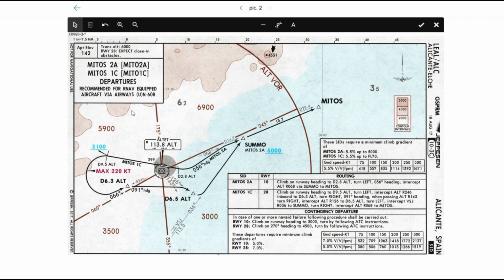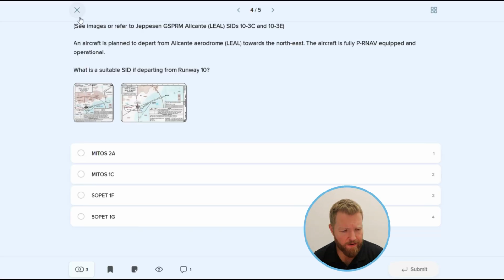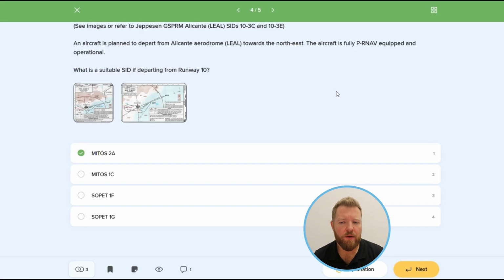Now, we are departing from runway 10, so we go to this table here, and we can check that for runway 10, we'll use the MITOS 2 Alpha SID. So the correct answer is answer number 1, MITOS 2 Alpha. And this answer is correct.